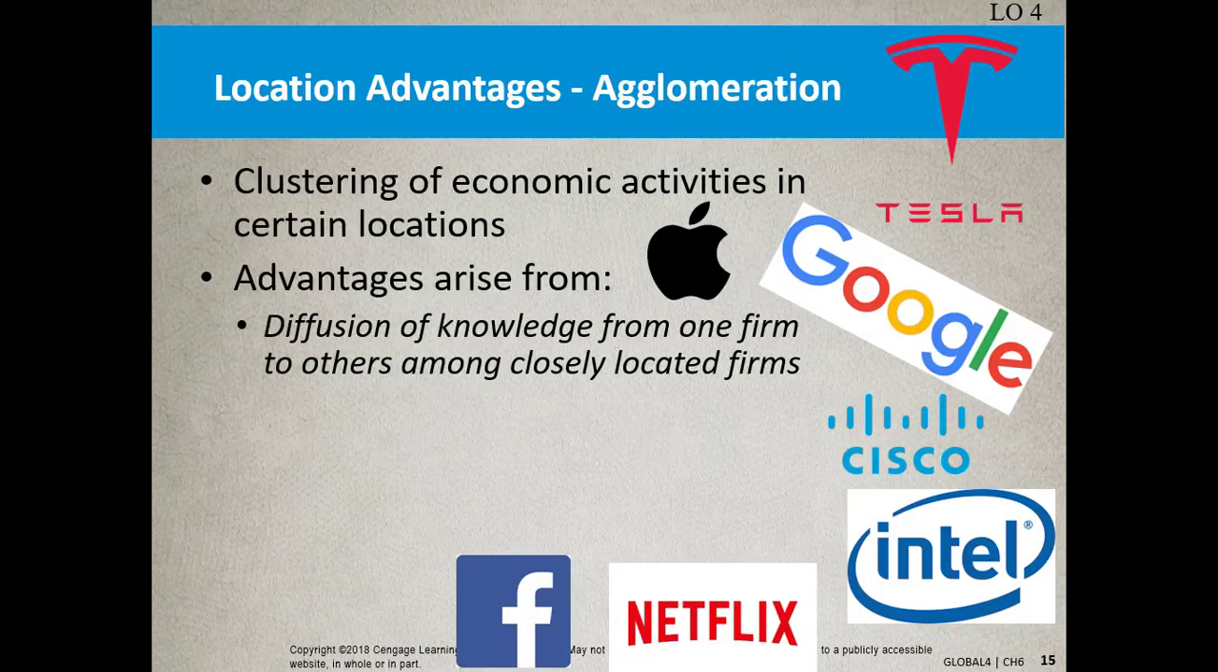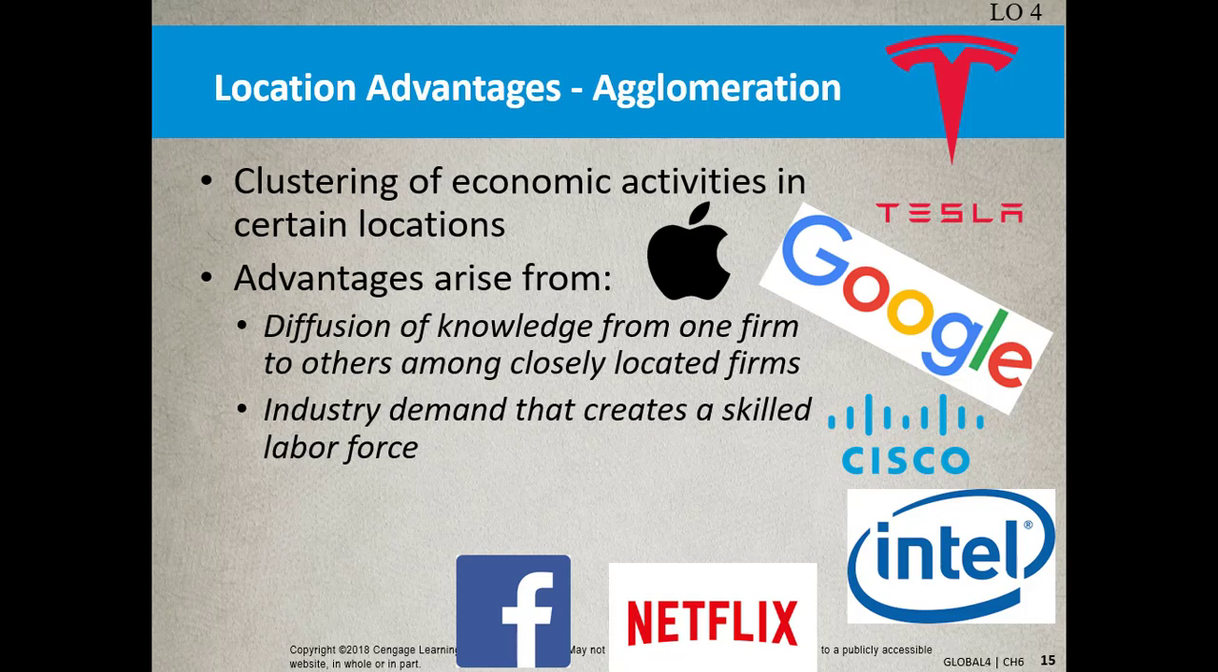Okay, now we're going back to the OLI. We're getting to number 2, location, location, location. So location advantage is something called agglomeration. Look at all these brands, right? Let's see, Tesla, Google, Cisco, Intel, Netflix. By the way, I just ran out of time and space, but there's tons. Oh, Apple. What do they all have in common, right? What do they have in common?